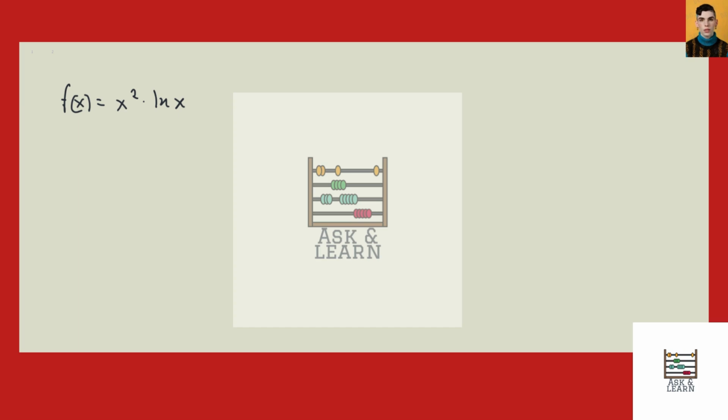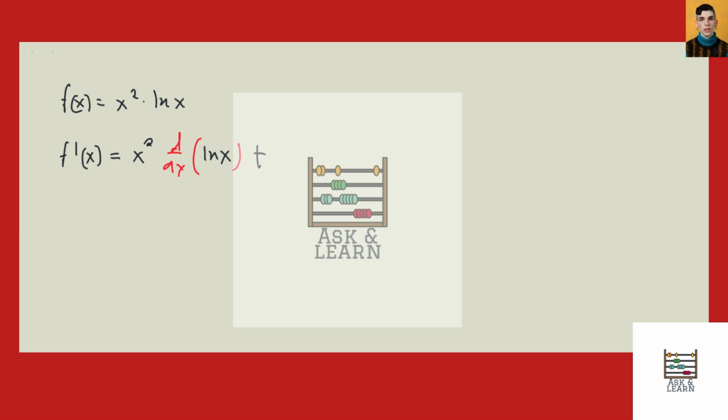So the first derivative, f prime of x. To take the derivative here, we're going to have to use the product rule. So it's the first function times the derivative of the second, so d by dx of natural log of x.